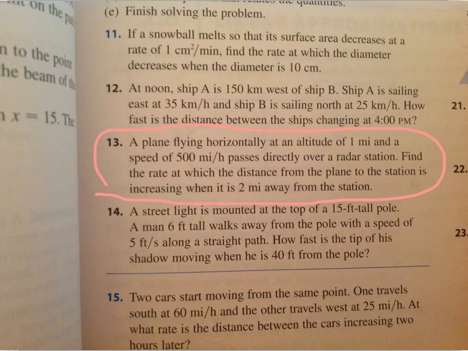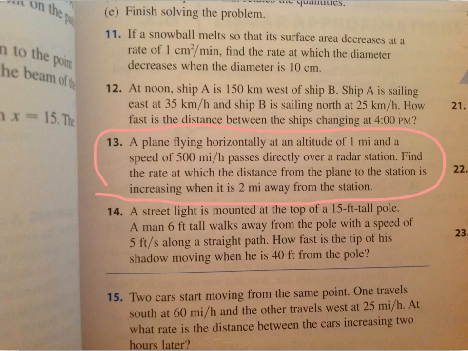Okay, this is Professor Thompson, and I'm doing another related rates example from section 2.7, and this is exercise 13. A plane is flying horizontally at an altitude of 1 mile and a speed of 500 miles per hour, and it passes directly over a radar station. Now find the rate at which the distance from the plane to the station is increasing when the plane is 2 miles away from the station.